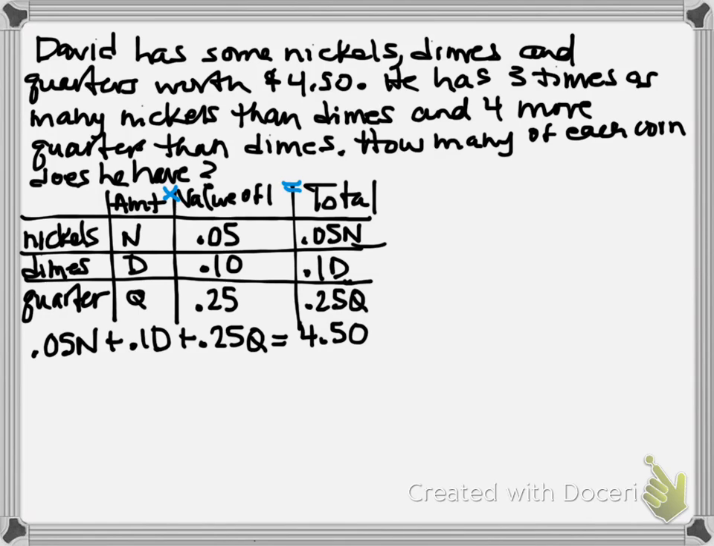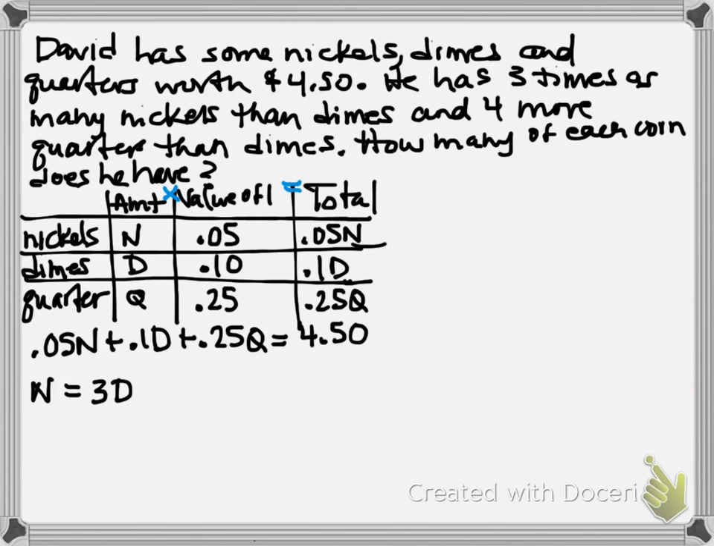He has 3 times as many nickels than dimes. Okay, so I have to think about what that says. Does he have more nickels, or does he have more dimes? More nickels. So if I want to balance the nickels and dimes, what do I have to do to the dimes to make it match the number of nickels? What does it tell me? We have to multiply it by 3. So the number of nickels, which I have more of, in order to balance with the dimes, I have to multiply the dimes by 3. Okay?